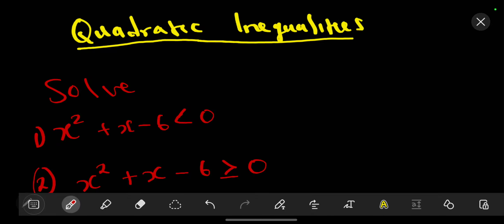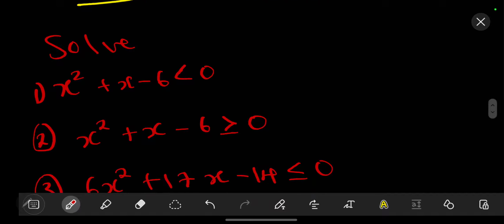Everyone, and welcome to another part of inequalities. So here today we are going to deal with inequalities. So how are we supposed to solve them? So we have these sets of problems which we are going to tackle.